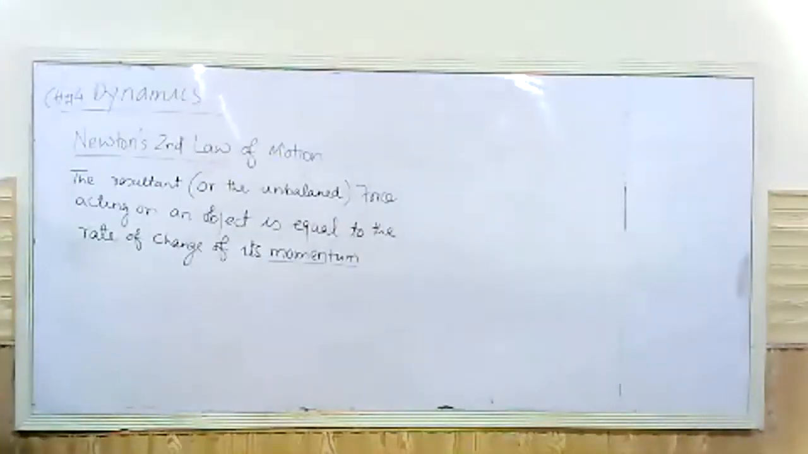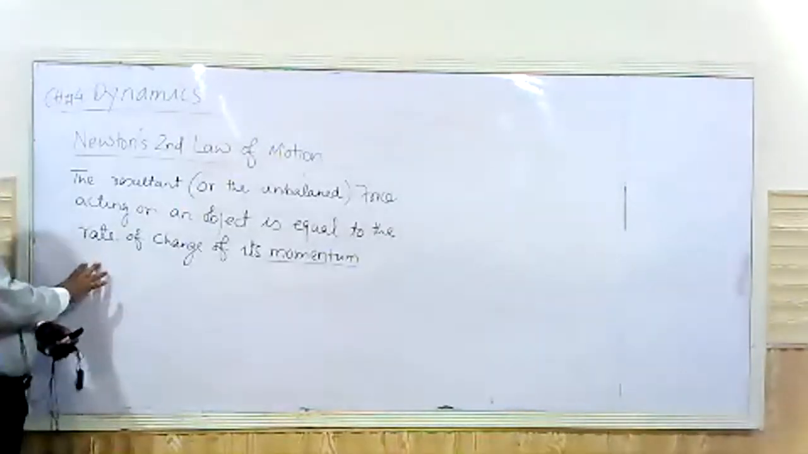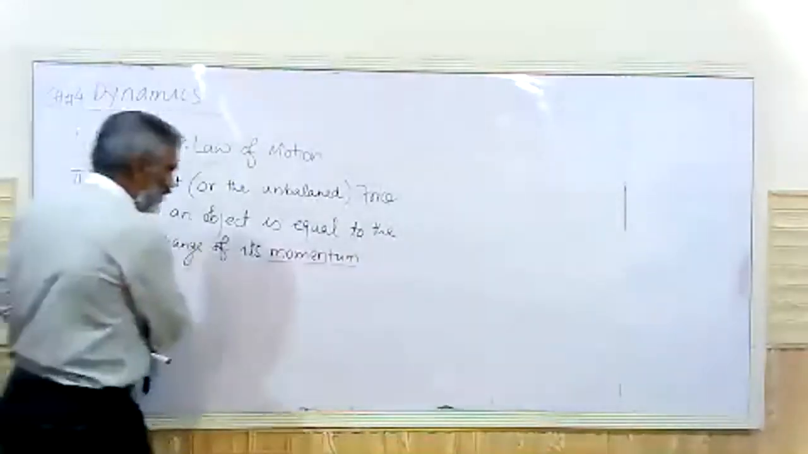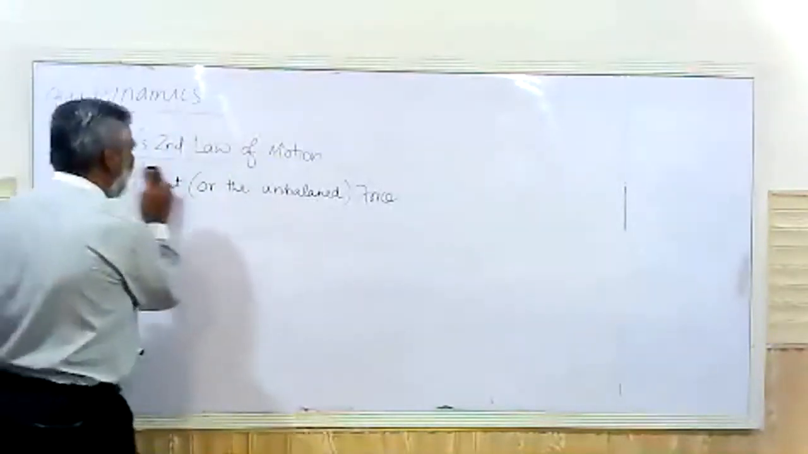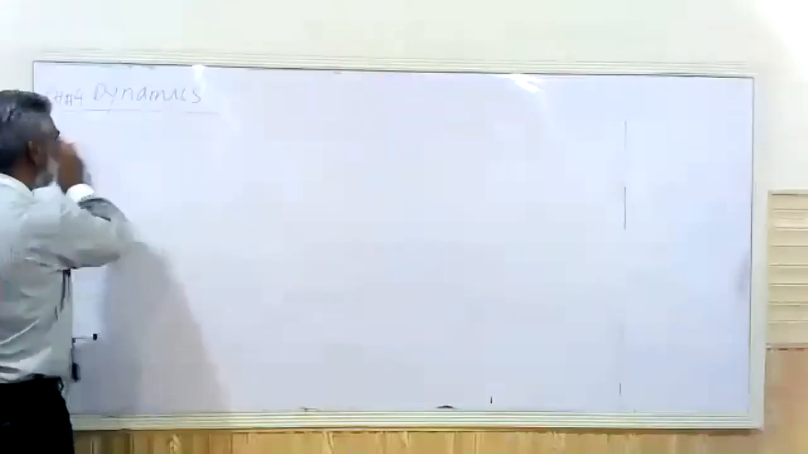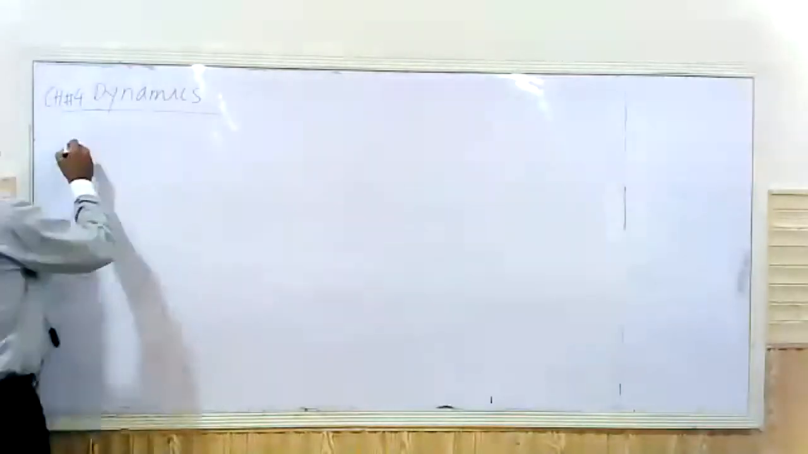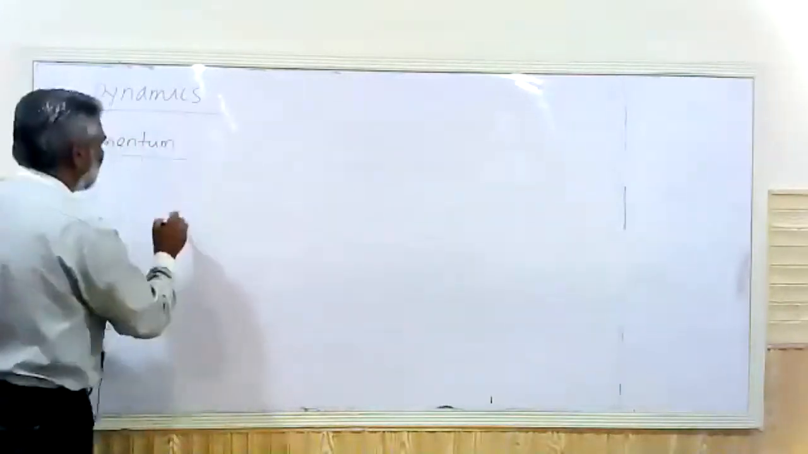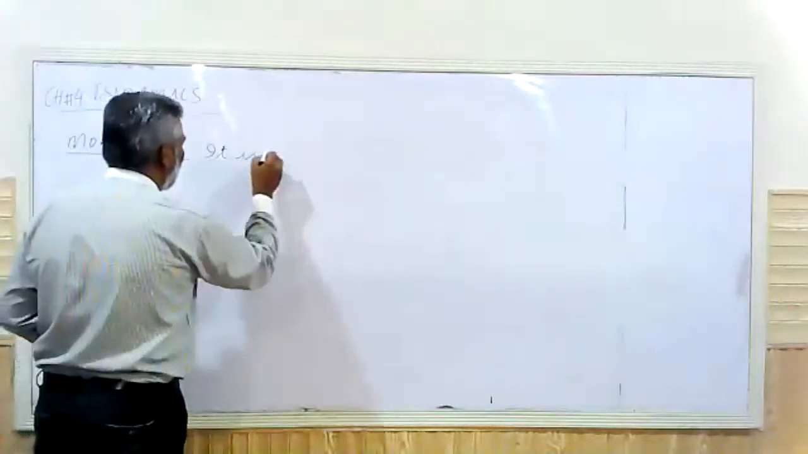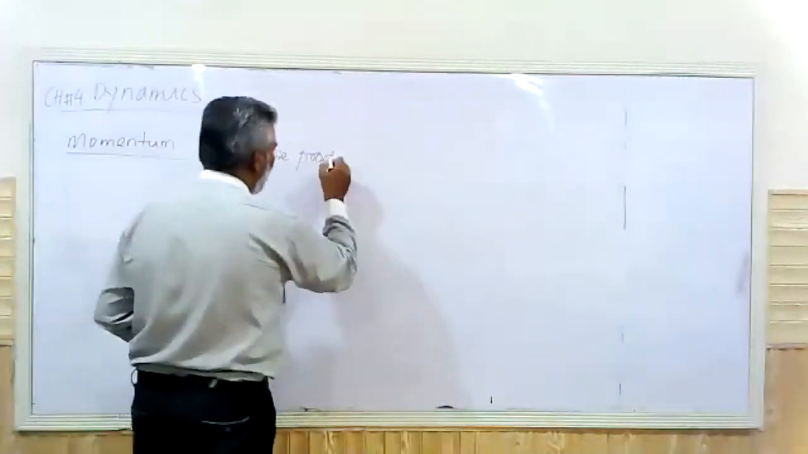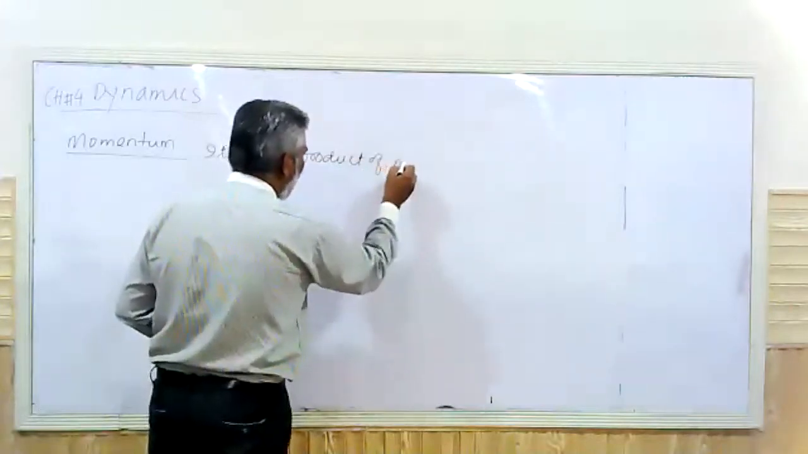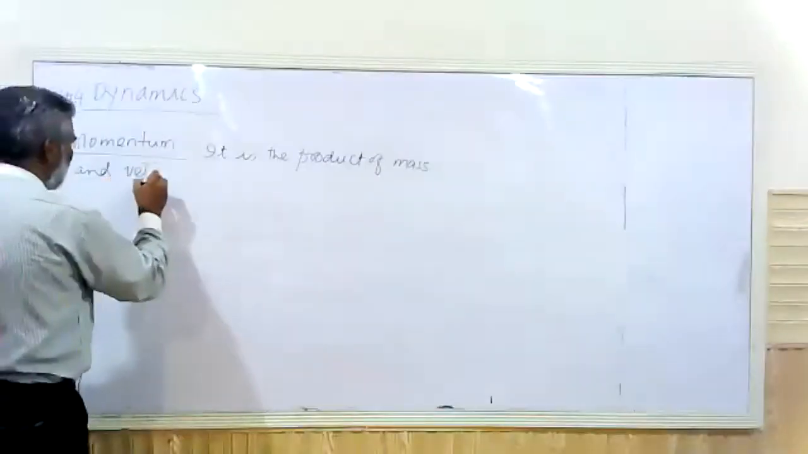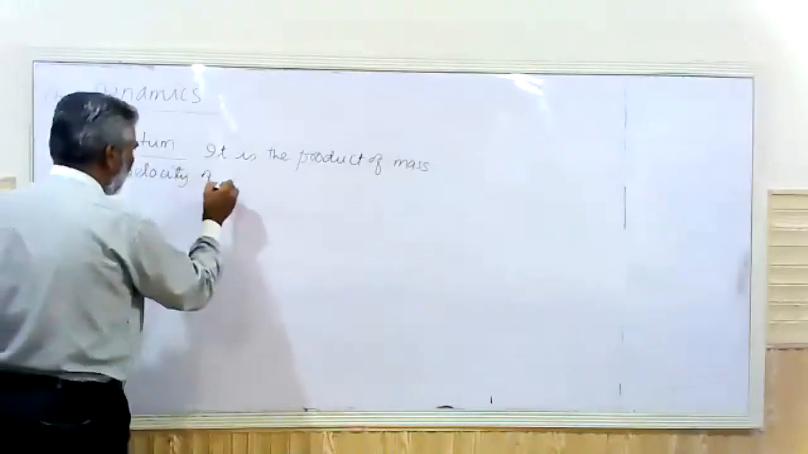So, although we have learned the statement of Newton's second law of motion, in order to fully appreciate what it actually says, we need to know what momentum is, and let's discuss momentum. Momentum is the product of mass and velocity of an object.